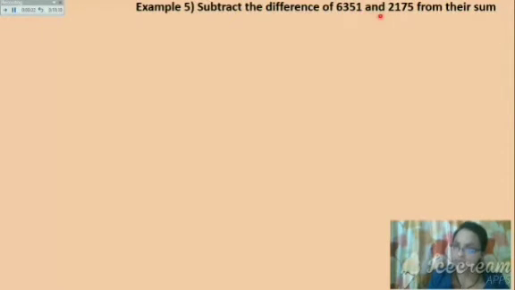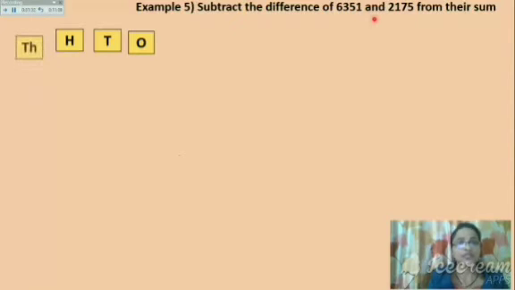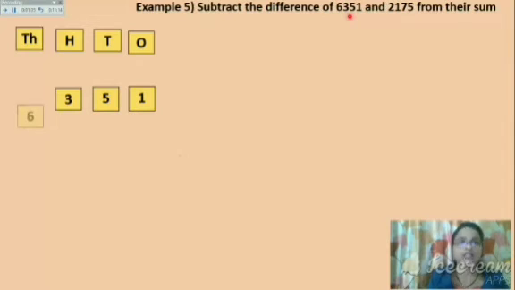Okay, the sum of these two numbers we have to find out, then the difference of these two numbers, and then we have to do our third step as a subtract. So let us do it step by step. First let us find the sum of these two numbers. Arrange the places. Which is the bigger number here? 6351.